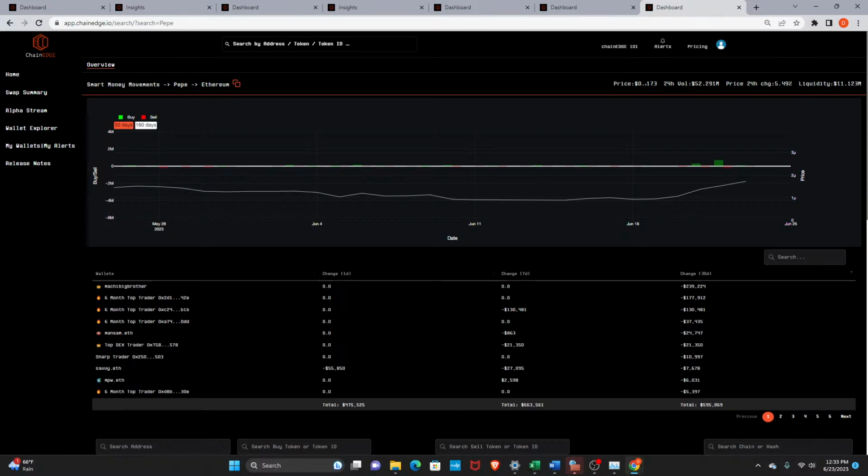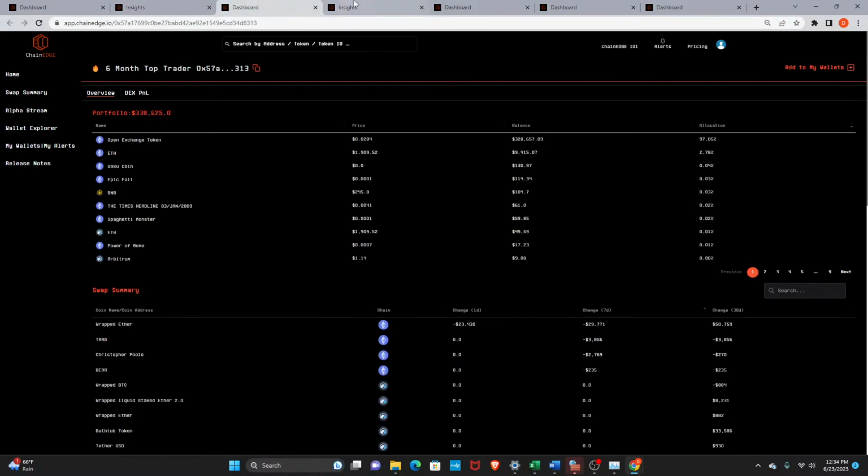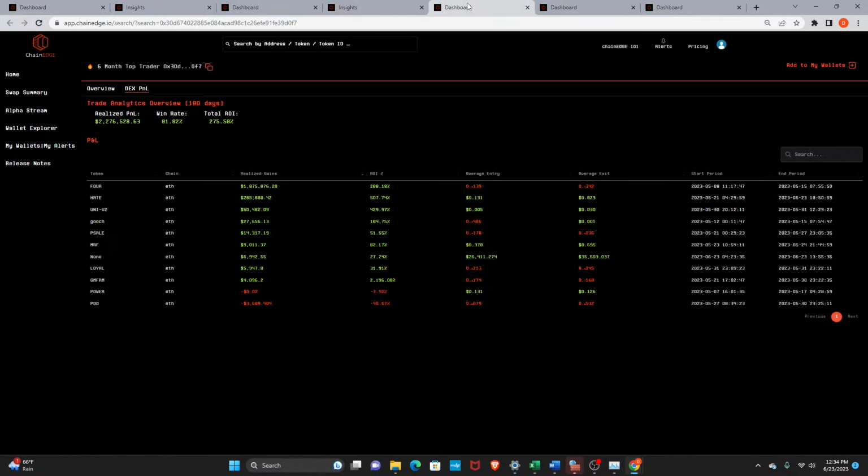How do you spot a good window to sell? So it's tough. I actually usually use this to find the buys, and then I sell based on either thinking the project's losing momentum or it's just gotten to too crazy of a price too fast.